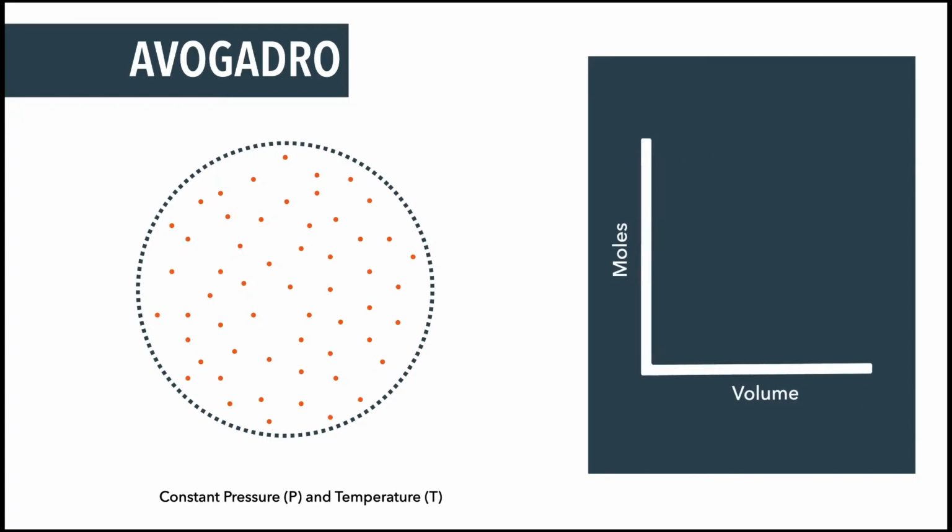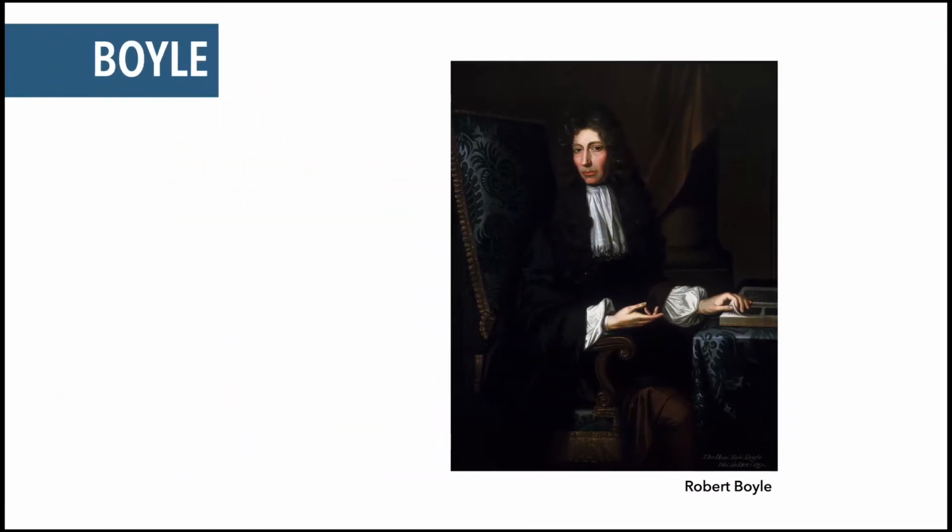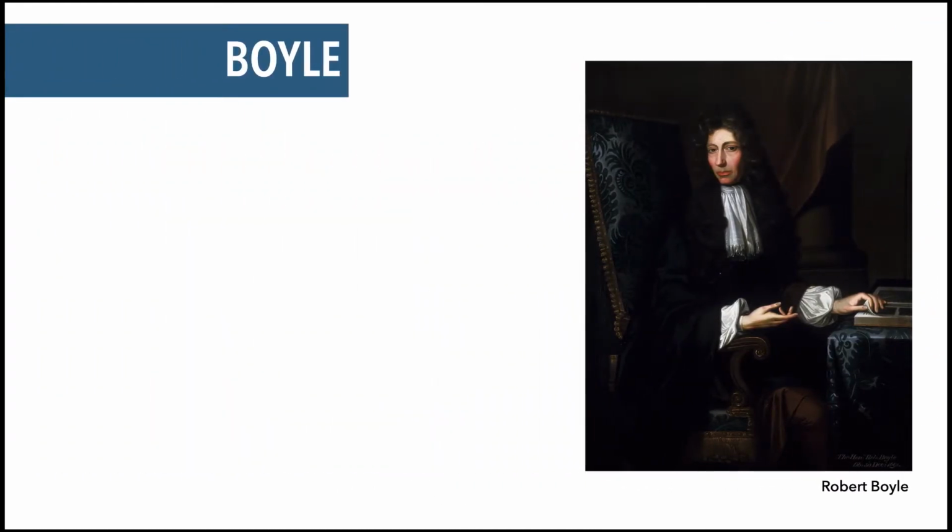Graphically, this would mean that as the volume increases, so does the number of moles, and in turn the number of molecules. However, remember that you must maintain constant temperature and pressure. Our next scientist is Robert Boyle, a renowned chemist, physicist, and inventor. Boyle wanted to determine the relationship between pressure and volume.